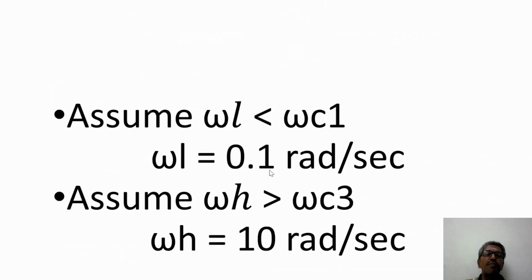Next you have to find the magnitude value for different corner frequencies. You have to choose the lower corner frequency and higher corner frequency. Lower frequency omega L should be less than omega C1. Similarly, omega H should be greater than omega C3. So I will take omega L as 0.1 and omega H as 10.